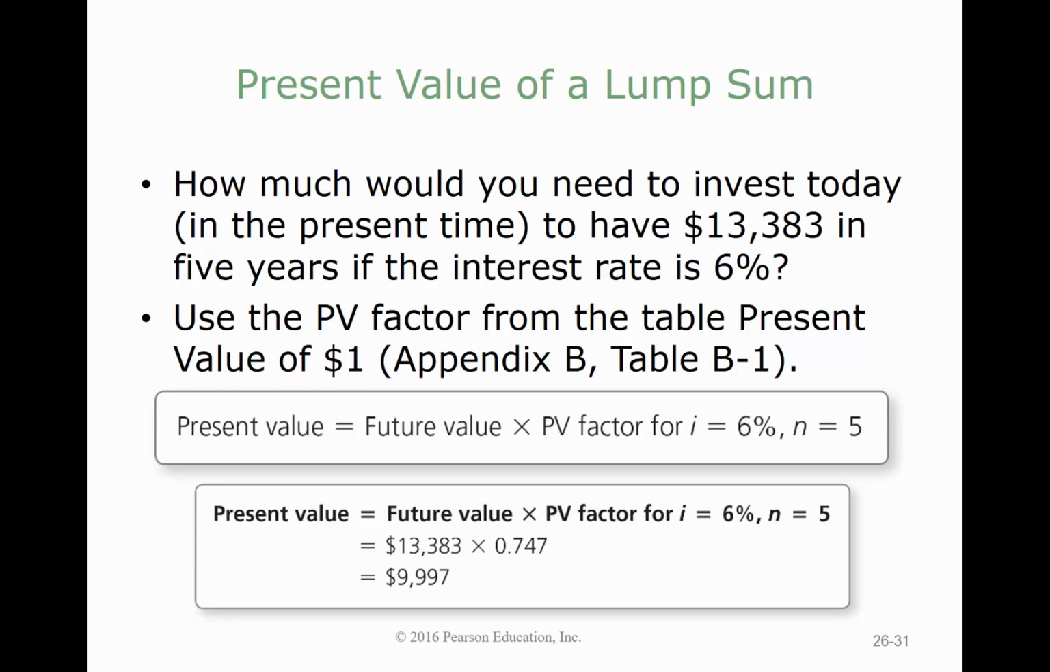It'll be all right. So the first question is, how much would you need to invest today in the present time to have $13,383 in 5 years if the interest rate is 6%? Anybody have a hard copy of the book with them? Nobody does? We all use our ebook, huh? If we use our book at all. So the way we do that is we look up Appendix B, Table B1.